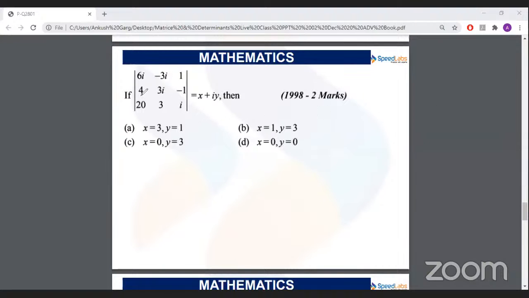Can we multiply C2 with i, okay, and subtract from C3? हाँ वो कर सकते हैं बिल्कुल. You can do that. You can multiply with i and subtract from C3. Yeah, you can do that. I don't know whether it will help or not, but you can do that. वो operation valid है. The operation is valid.